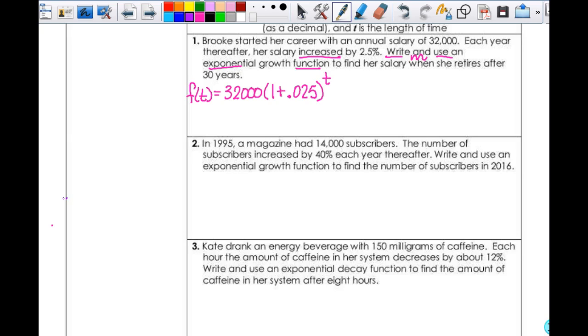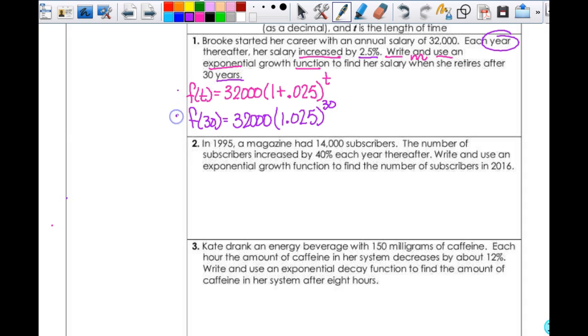what's my t? 30, okay? And pay attention to these types of things. This is each year, blah, blah, blah, is this percent. And then find her salary and she retires after 30 years. Sometimes those things don't match, and you have to think a little harder on that. So this is f of 30 equals 32,000 times 1.025 to the 30th power.